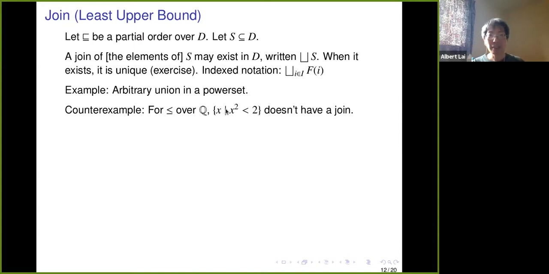This set does not have a supremum because you are limiting yourself to the rational numbers. But if you relax yourself to the real numbers, then you do have a join.